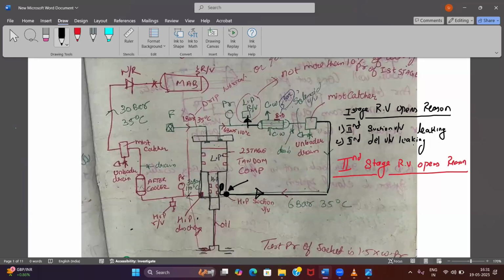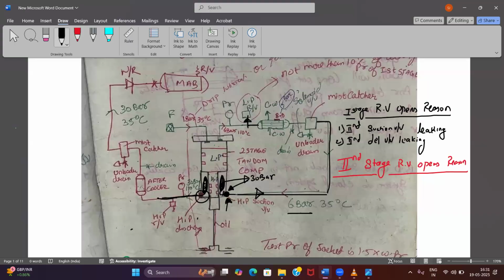Second is the delivery valve leaking. If the delivery valve is leaking, this 30 bar air, if it is not closing properly, will find its path back to the system. Now the suction valve will only open when the pressure is below 6 bar. But how much pressure do I have here? 30 bar. So my suction valve will not even open, isn't it?